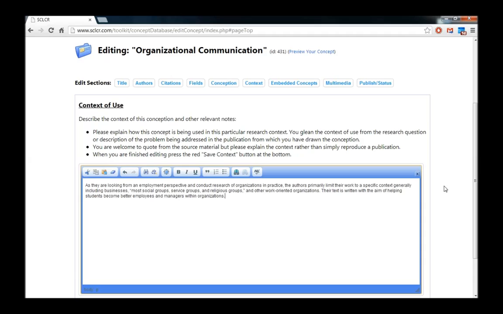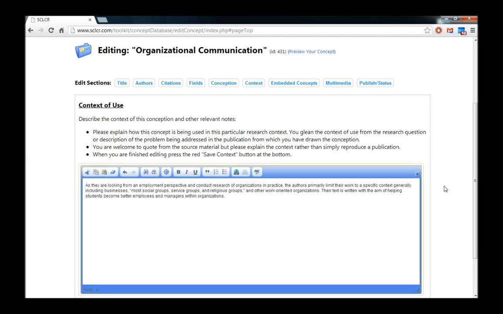And you can read here that I wrote, as they are looking from an employment perspective and conduct research of organizations in practice, the authors primarily limit their work to a specific context, generally including businesses and, quote, most social groups, service groups, and religious groups, as well as other work-oriented organizations. Their text is written with the aim of helping students become better employees and managers within organizations. It's important to understand this context because it will help you to better understand their conception of organizational communication and how it might be different from other authors and other times and other places.